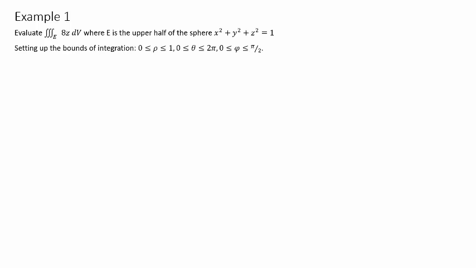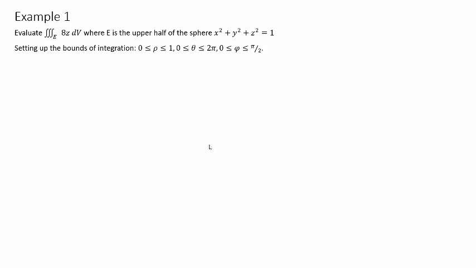Let's start with rho. What is rho defined as? Well, rho is the distance from the origin to the top half of the sphere. That's easy, that's just the radius. So we're going to go from 0 to 1. Piece of cake here.